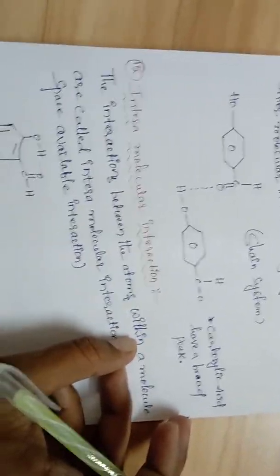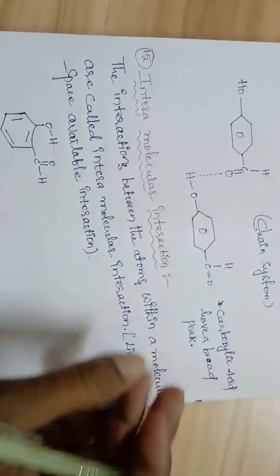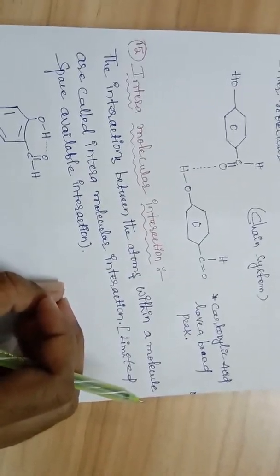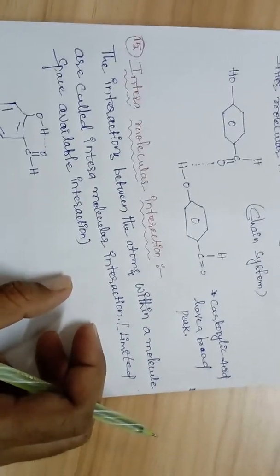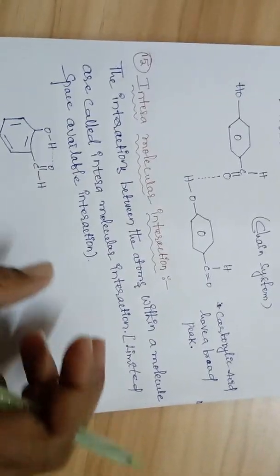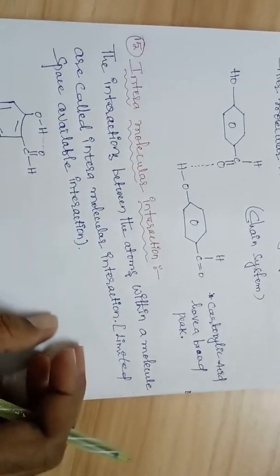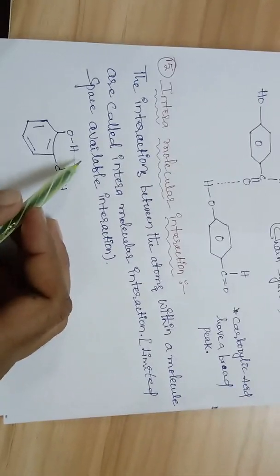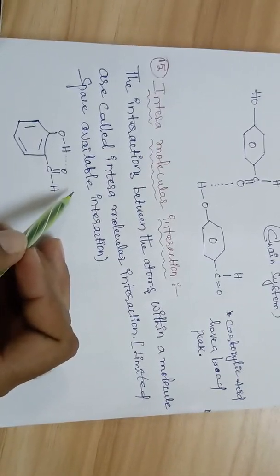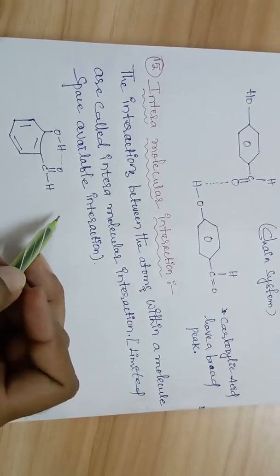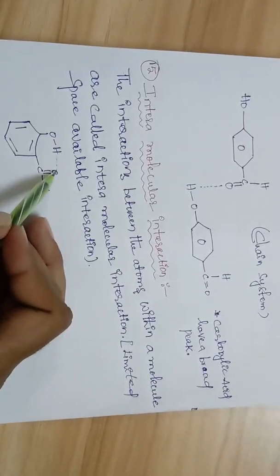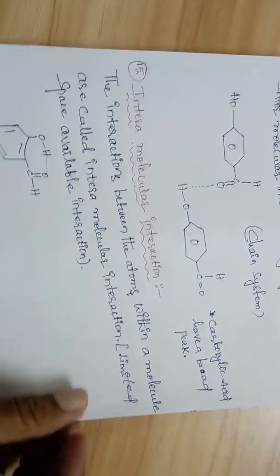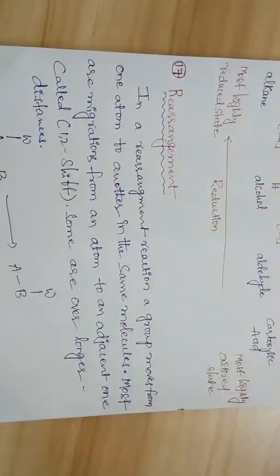Next one, see intramolecular interaction. Intra means within the molecule. The interaction between the atoms within a molecule is called intramolecular interaction. It has very little space. You can see here an example, benzene OH and here C double bond OH. So the hydrogen, oxygen and hydrogen bond is within the molecule. That's why it is called intramolecular interaction.